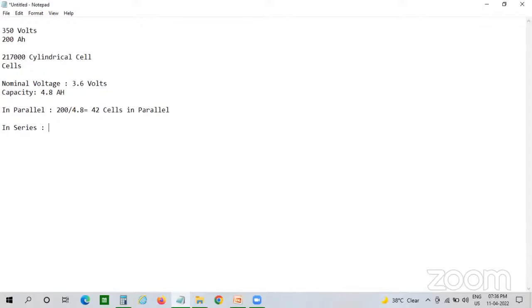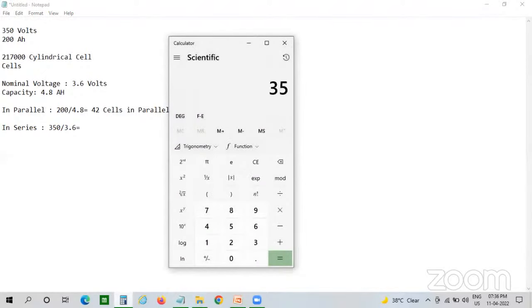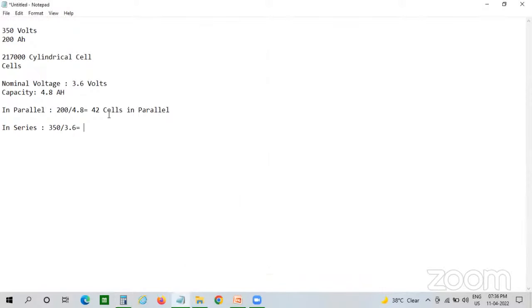Now in series, I told you the number of cells in series will be adding upon voltage. So I have to achieve 350 volts, right? So 350 divided by the nominal voltage, which is 3.6. Let me open my calculator. That would give me 350 divided by 3.6, and that is 97.2. So again 97.2 is not a whole number, so I would be considering 98 cells in series. Okay.